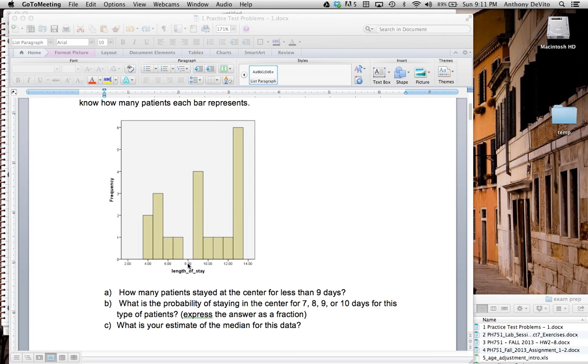Would be 7. Would be 1 person. 4 persons added to that would be 5 persons. Okay, and 1 person would be 6 persons. So 6 out of the 20 people would be 15% of them stayed for that period of time.